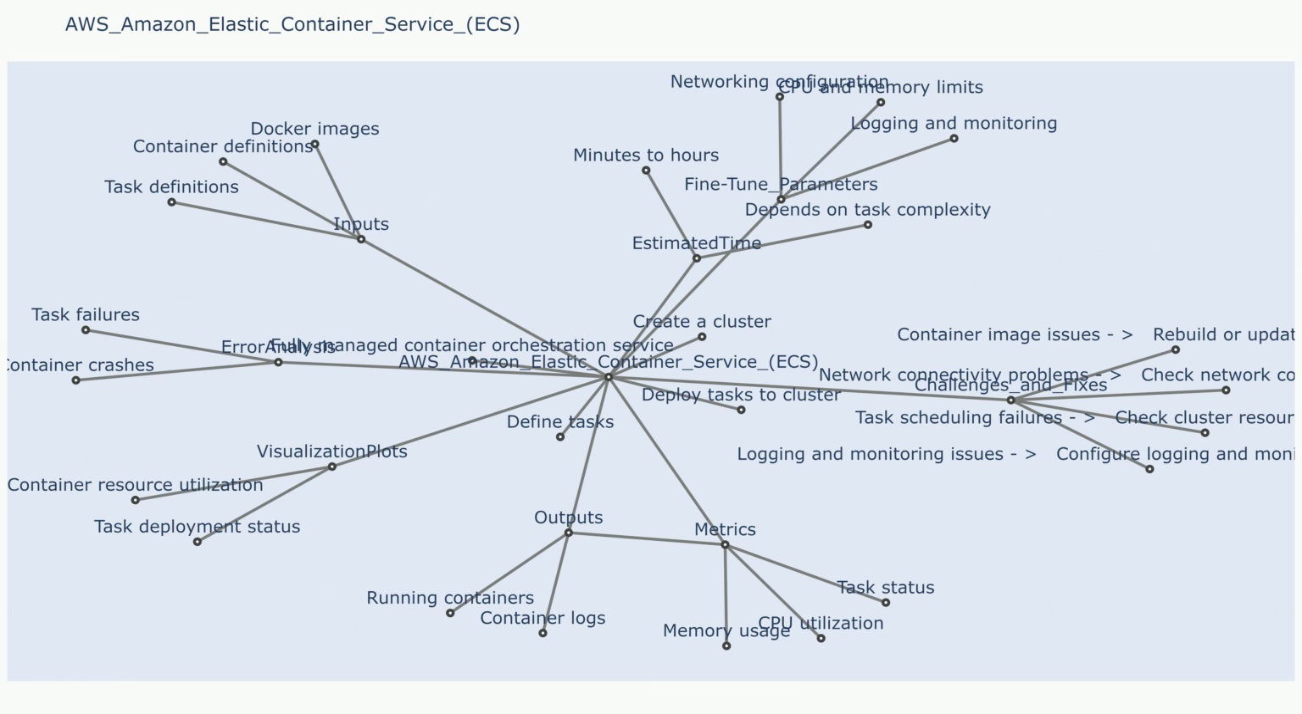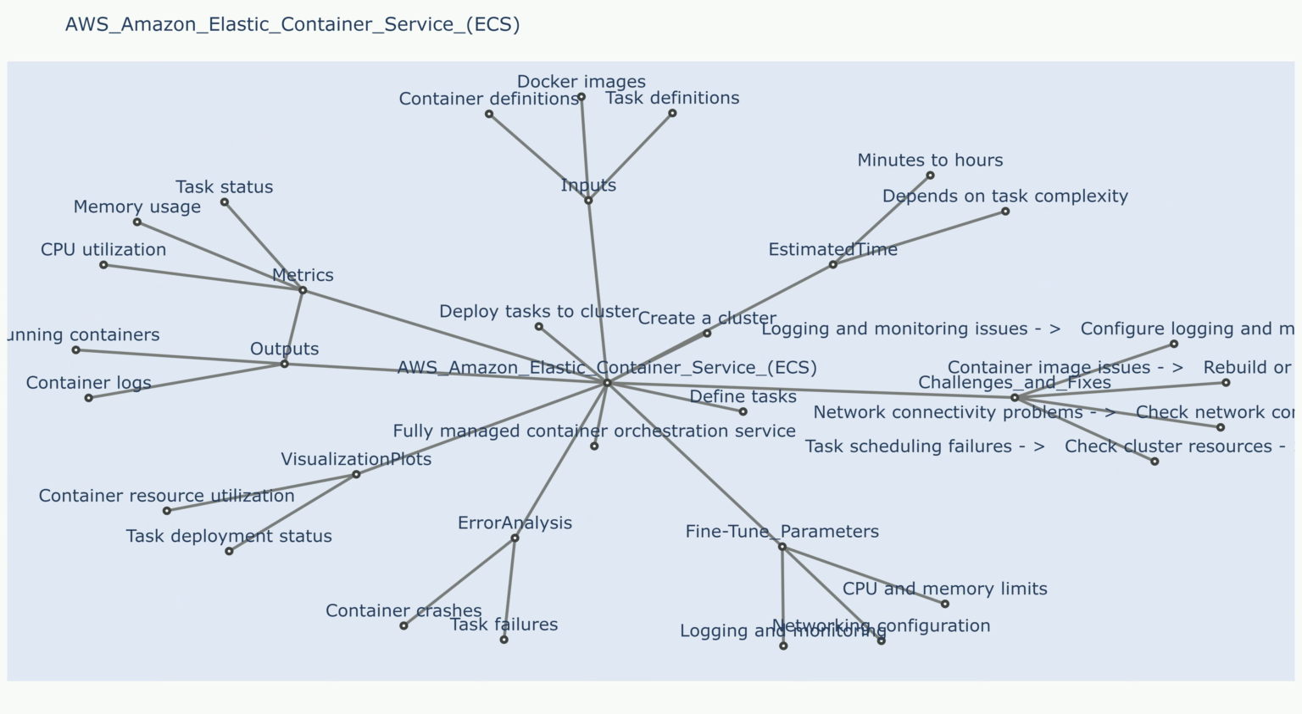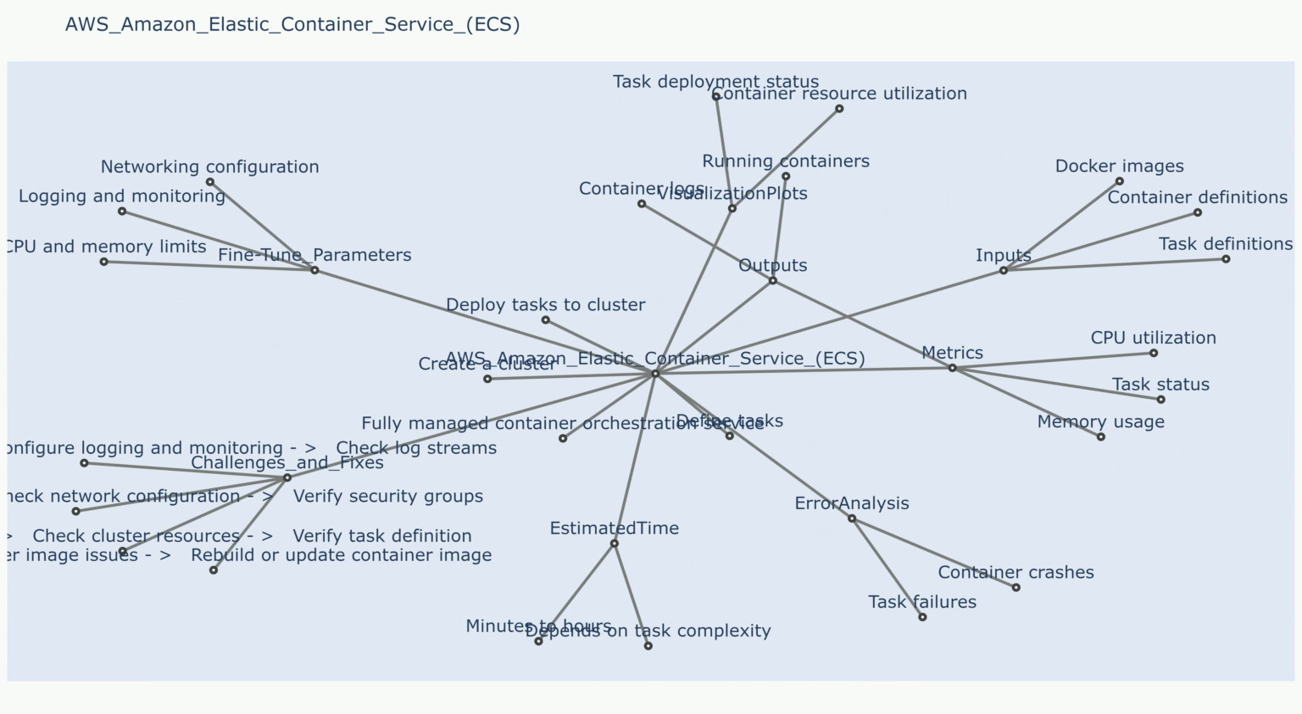Name: container images. Purpose: to provide the actual application code and dependencies that will run in your ECS tasks. Explanation: you'll need Docker images containing your application code, libraries, and runtime environments to run your applications within ECS tasks. These images are deployed and executed on ECS instances.